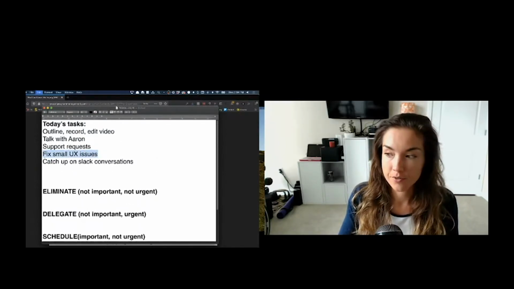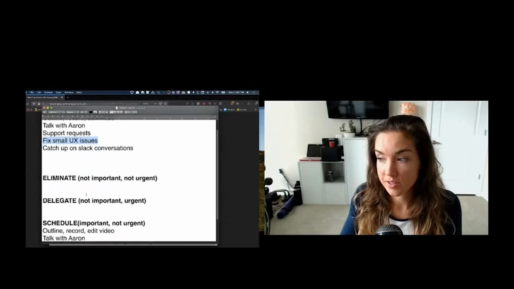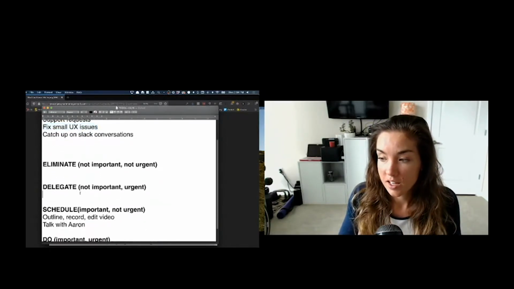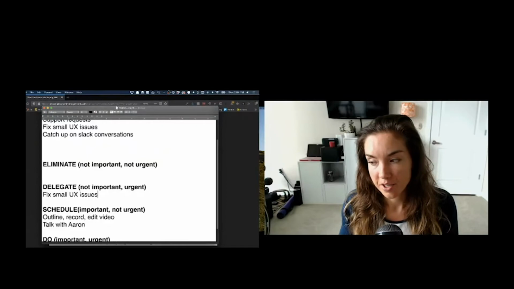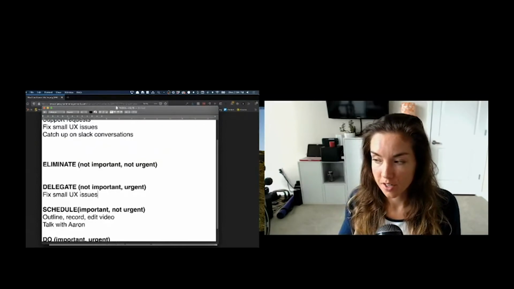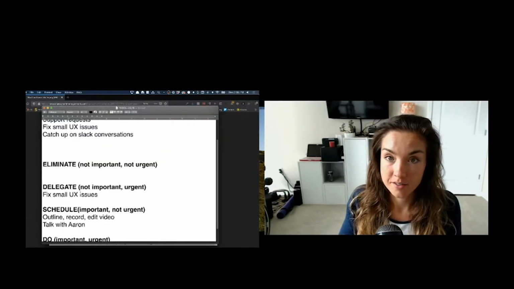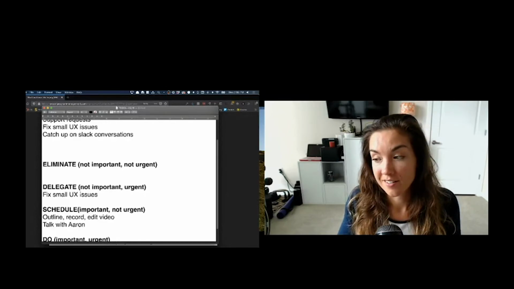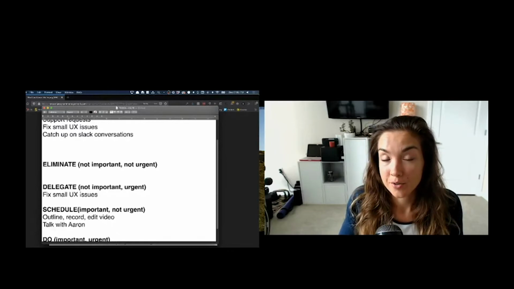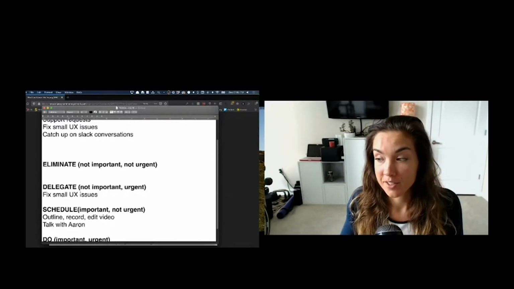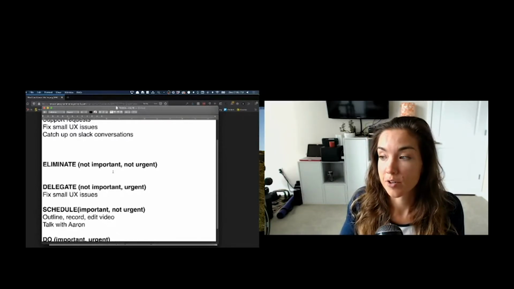And now for fix small UX issues, that's a task on my plate today. That's going to be something that I'm going to try to delegate. It's not that it's not important, and just compared to the other things right now, it's not as important, but it needs to get done, because if I don't get it done, then I'm going to watch as my schedule and do categories fill up over time because I haven't fixed some of these small UX issues.